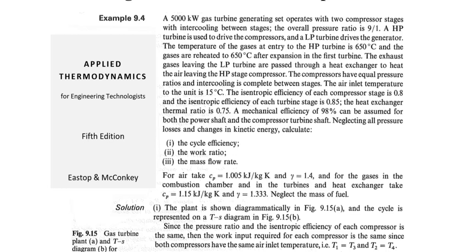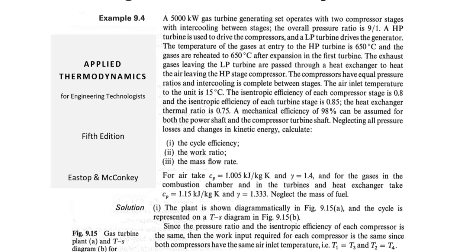The exhaust gases leaving the low pressure turbine are passed through a heat exchanger, or a regenerator, to heat the air leaving the high pressure stage of the compressor. The compressor has equal pressure ratios and the intercooling is complete between the stages. The air inlet temperature to the unit is 15 degrees centigrade. The isentropic efficiency of each of the compressor stages is 80% and the isentropic efficiency of the turbine is 85%. The heat exchanger, or the regenerator, has a thermal ratio, or effectiveness, of 75%.